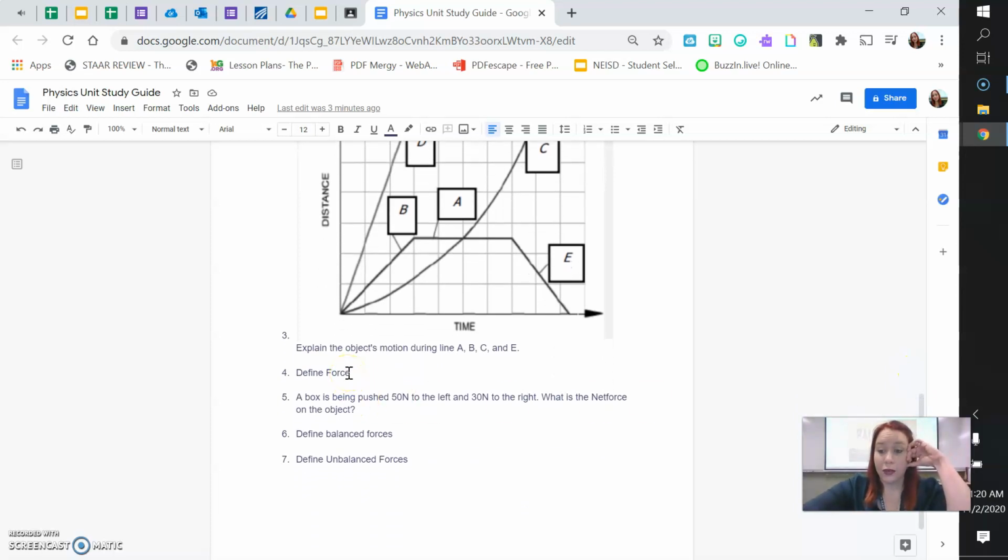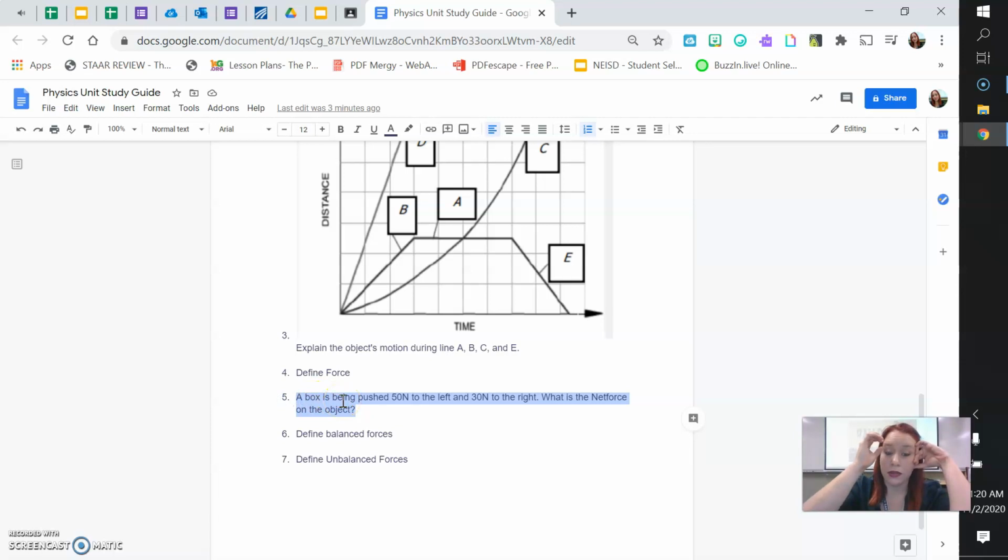Next, I want you to define force. You have that in your vocab in your notebook, your digital notebook. You also have the definitions of balanced and unbalanced forces in your digital notebook. So use that to define these 3 words. Make sure that you know what they are and the difference. And then number 5 I'll help you with.